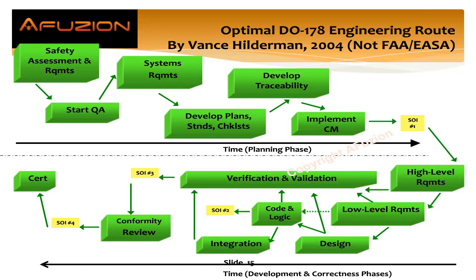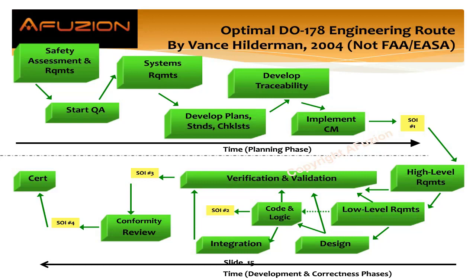Look at this. We call this the green snake. It looks like a snake and it's green. It can be expensive, but we can minimize that cost by being optimal. We start in the upper left with the safety assessment. Then quality assurance is fully in place before we do system requirements. Then we develop our 5 plans, our 3 standards, the checklist. We develop traceability from safety to systems and allocate requirements to software.